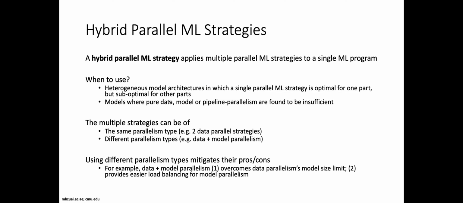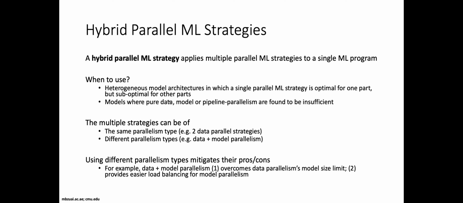There is something called a hybrid parallel ML strategy, in which we take, say, a complex deep learning program and apply multiple parallel ML strategies to different parts of the model. The case for this is kind of intuitive, right? A lot of model architectures are fairly heterogeneous, and I'll show an example in a little bit. And these heterogeneous model architectures may perform well under one strategy in one set of layers, but that same strategy, if taken to the middle layers and upper layers, may perform poorly. And we'll show an example in a little bit, right?